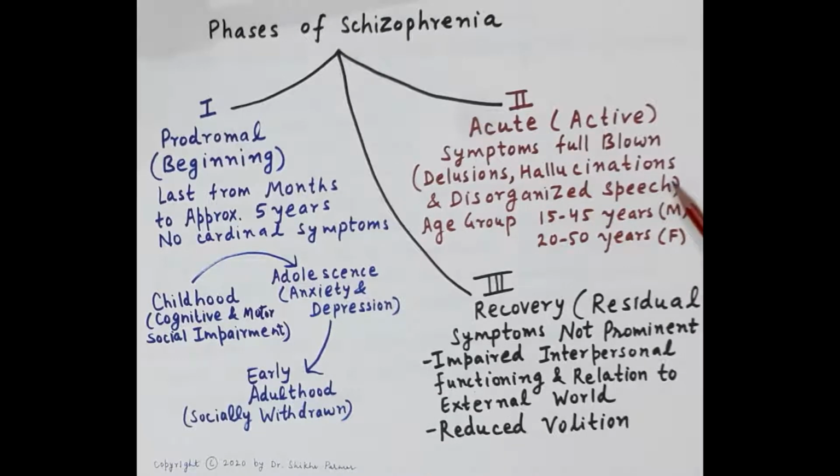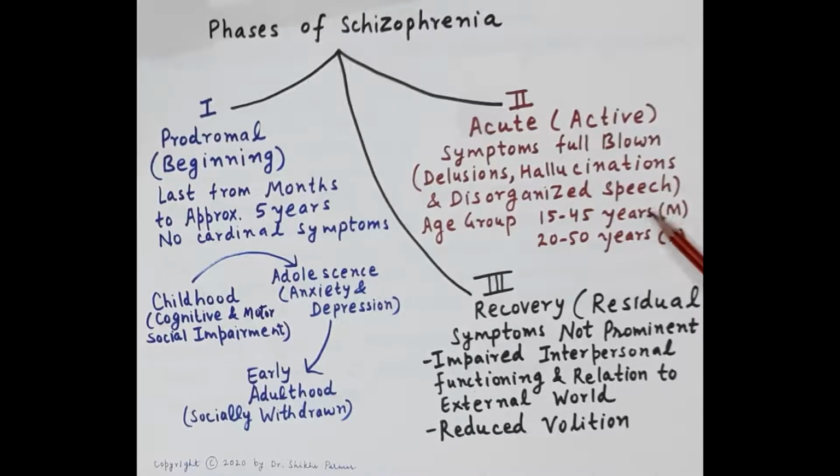The prodromal phase is followed by the acute or the active phase. Now here in the active phase, symptoms are full blown, and the major symptoms are delusions, hallucinations and disorganized speech. It occurs in the age group of 15 to 45 years in males and 20 to 50 years in females. In this active phase, all the major cardinal symptoms are seen, and it is recognized that the individual is mentally sick.